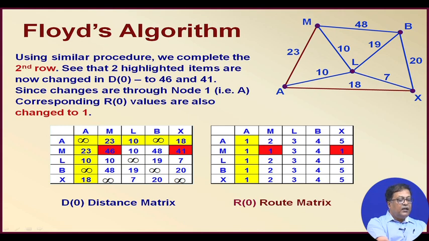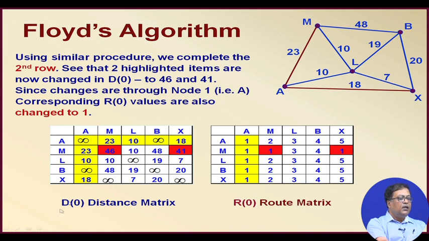But every time you change a value, like here we have changed it to 46, we write 1. Here we have changed it to 41, and that is through 1, that is point A. So, we write 1 here. Got the point? That is why it is called the root matrix. That means M to X is 41 through 1, right. That is the meaning of 1.